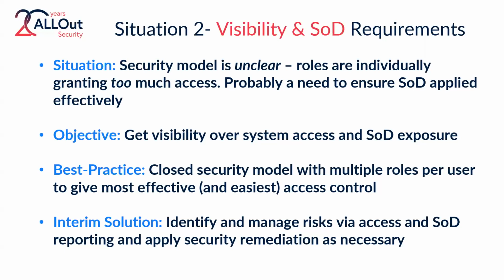Best practice, once again, industry recommended advice here would be to move to a closed security model with multiple roles per user to give more effective and easiest access control. But again, you may not be ready to move to a closed security model. So what is the interim solution? The interim solution is to identify and manage risks via access and segregation of duties reporting and apply security remediation as necessary.